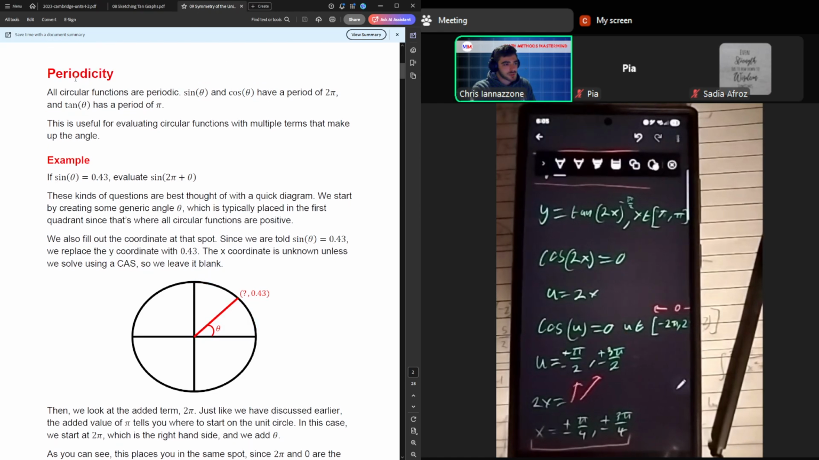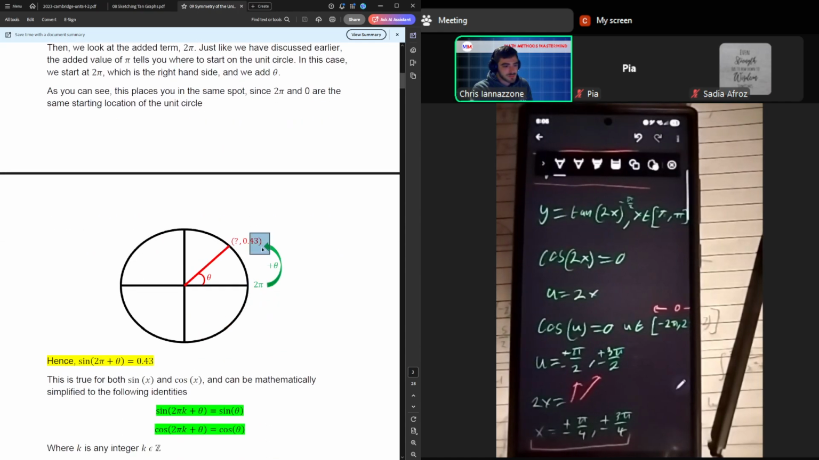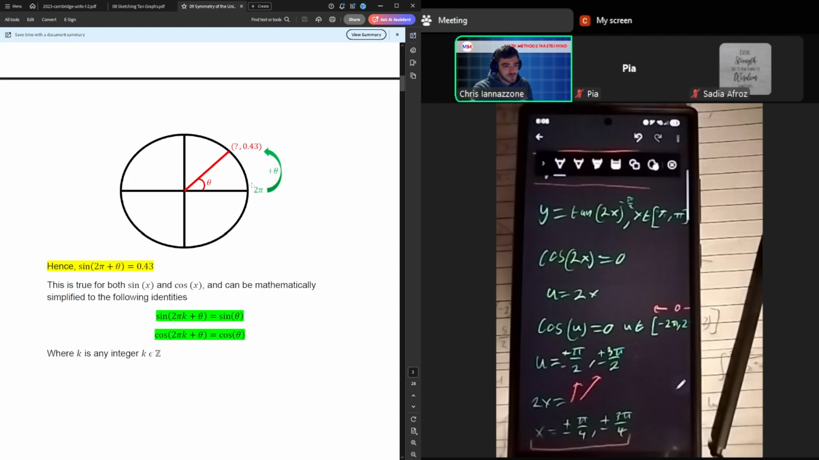So first up, the first symmetry property we look at is periodicity. We already know this one. It's the fact that a circular function, sine or cos, will repeat within 2 pi. So if I do 2 pi plus theta, that just means I start at 2 pi, which is here, and then add theta, which is here. So I get back to where I started. That's all it is. Start at 2 pi, add theta. Start at 4 pi, add theta. Start at 6 pi, add theta. Same thing.